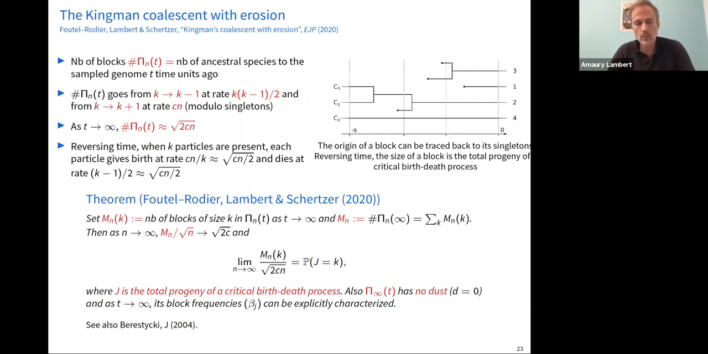obtained by Félix, Emmanuel, and myself says the following: if Mn of k is the number of blocks of size k in pi n of t as t goes to infinity, so we look at the stationary state, and Mn is the total number of blocks. As I said, Mn over the square root of n converges to the square root of 2c. And now if you look at Mn of k rescaled by the total number of blocks, it will converge to the law of the total progeny of a critical birth-death process, as I announced.